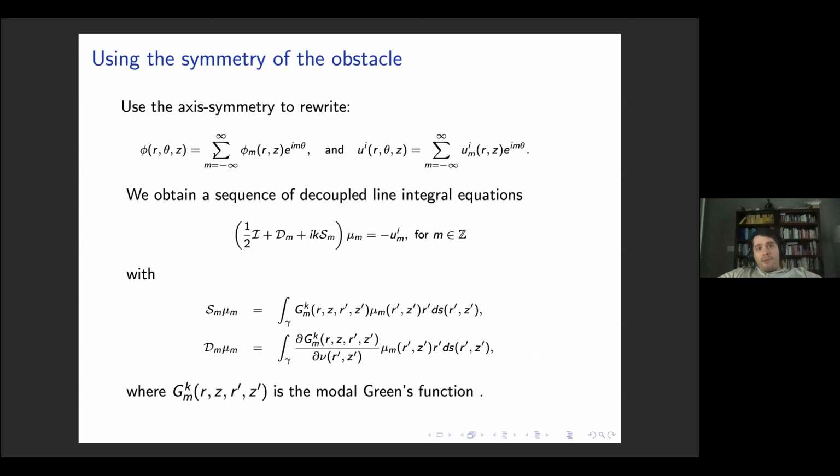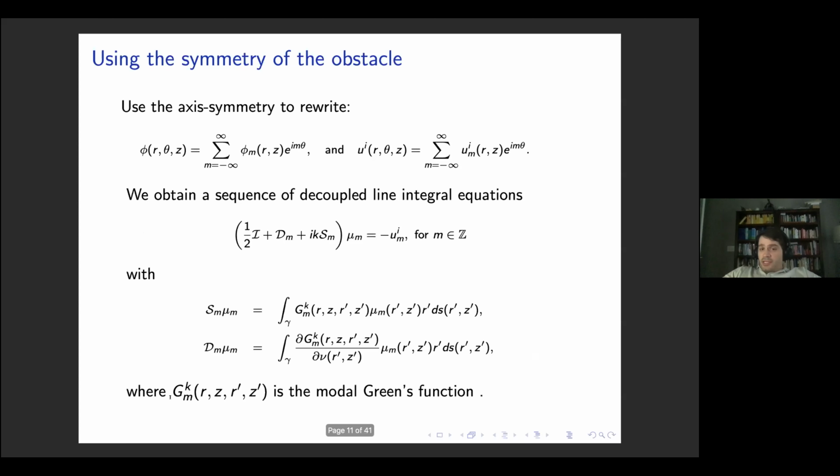So pretty much what happens is that we write the fields as linear combinations of those plane waves, and we obtain a sequence of decoupled linear integral equations. So instead of having that big equation in 3D, we have those equations on the curve. And each one of those operators is given by these new single layer and double layer operators, where G_M is the modal Green's function. It's very similar to the original function, a little bit easier.